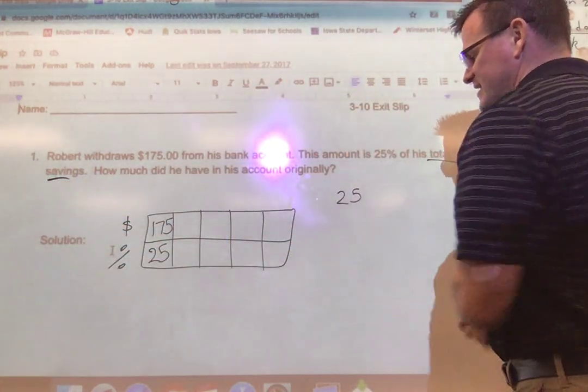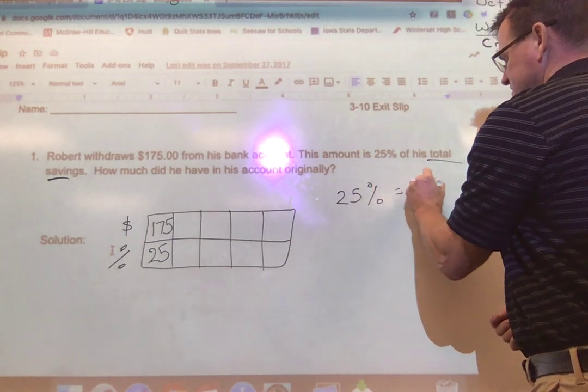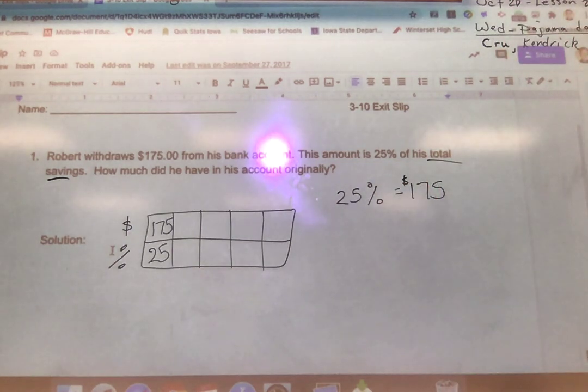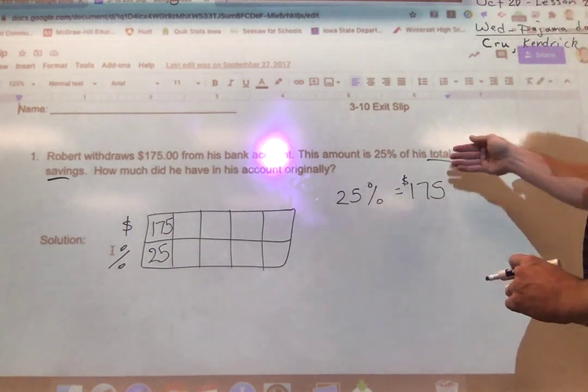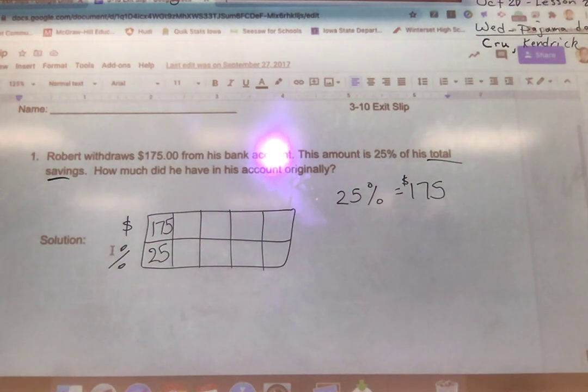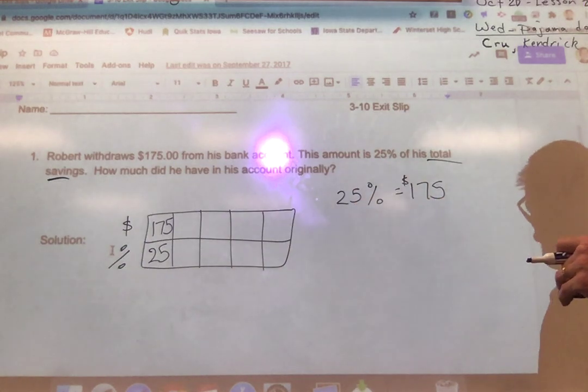Sometimes we can write it off to the side to make sense of it. 25% of his money equals $175. And our goal is to try to find his total savings. How much does he totally have saved in his bank account? Okay, so the goal, I know I'm missing his total. So my goal is to get this to 100%. What is 100% of his money? Right now I know 25% of his money is $175.